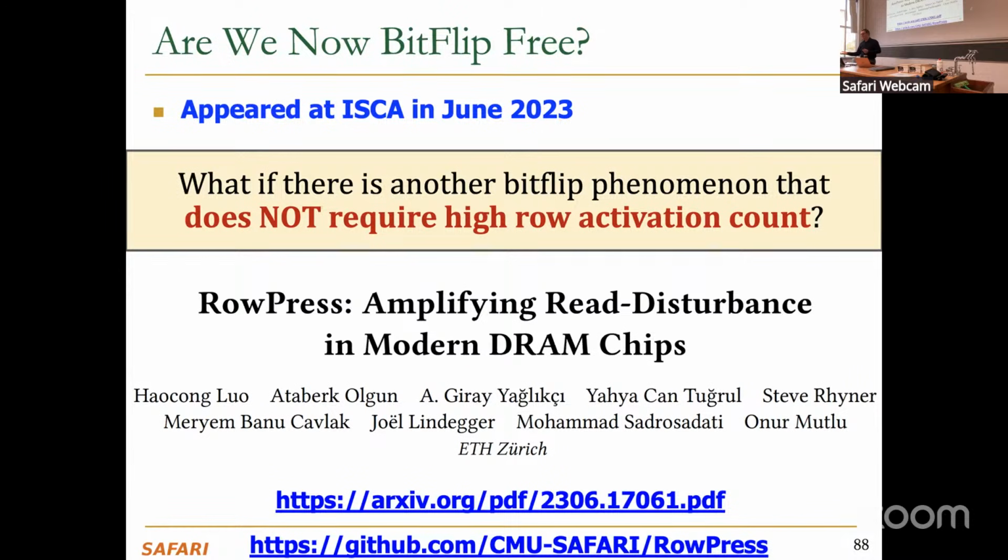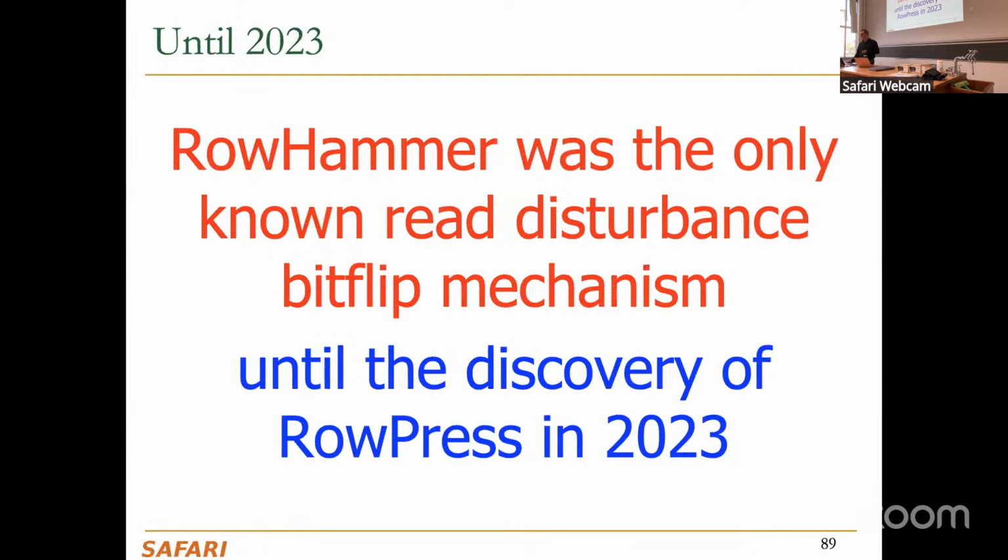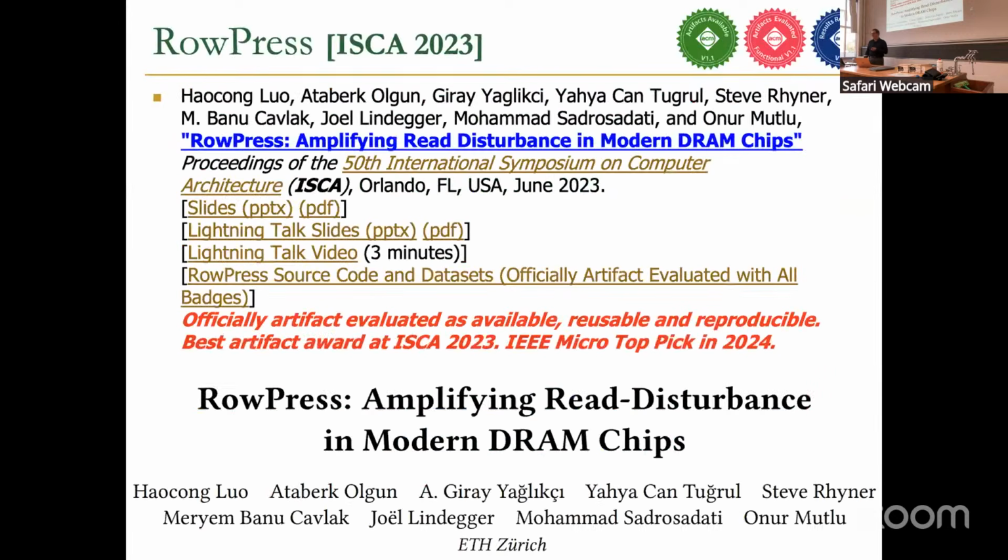And the question was, what if there is another bit flip phenomenon, not necessarily exactly RowHammer, that doesn't require a high activation count? All of these solutions are designed for some activation count. If there's another phenomenon that actually reduces that activation count to induce a bit flip, these solutions will not work very well. And this is what we discovered and published at ISCA 2023. Basically, until 2020, RowHammer was the only known read disturbance bit flip mechanism that affects real commodity DRAM chips until RowPress. So I'm going to talk about RowPress now, which is a fascinating thing.